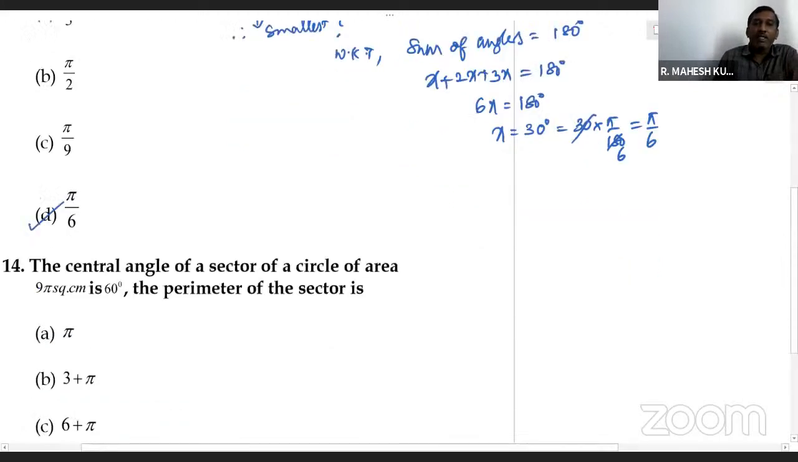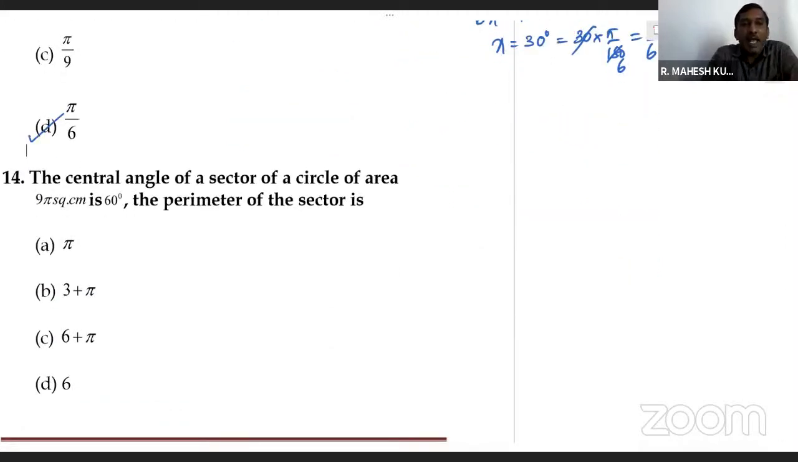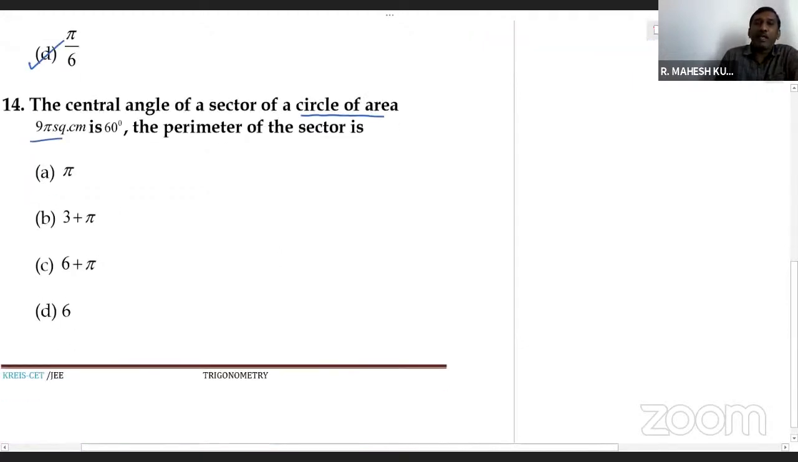Look at the 14th question, it's a very interesting question. The central angle of a sector of a circle of area 9 pi square centimeter is 60 degrees. Then the perimeter of the sector is. There are two or three concepts here. First you need to note the area of a circle, which here is given as 9 pi square centimeter.